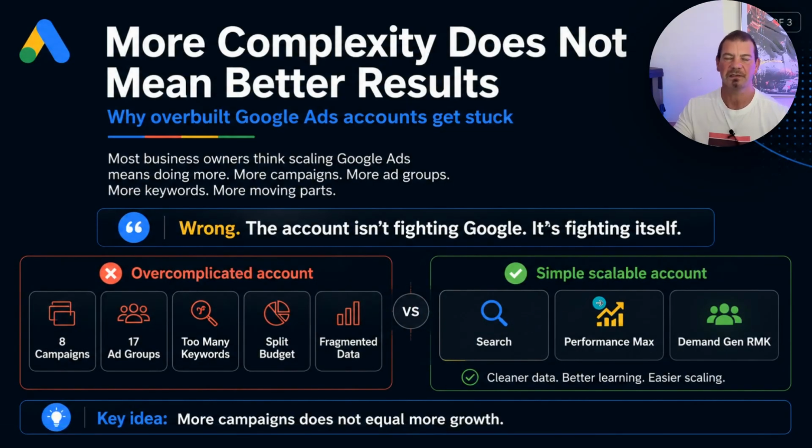So this is against a simple scaling account. So maybe a search campaign running with a Performance Max campaign and then potentially a Demand Gen. But each one of those has a structure and an understanding as to why we have created those.